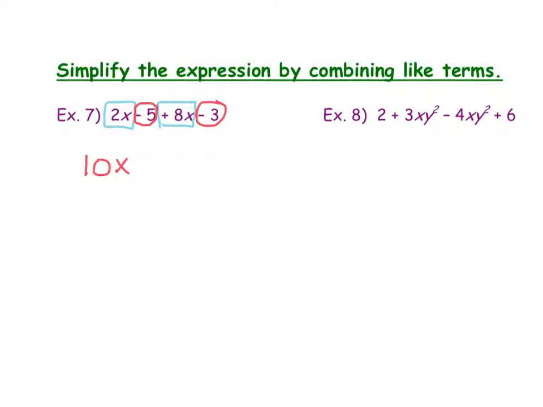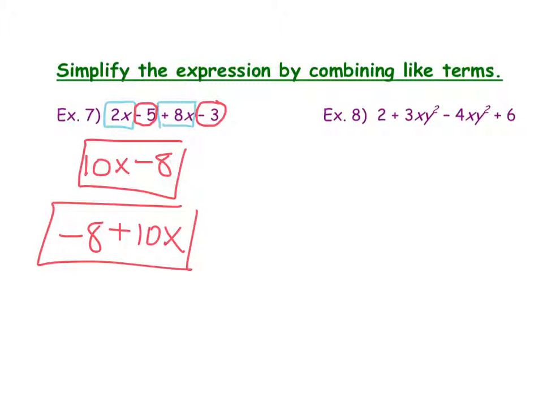And it's not x squared, it's just x. I just add the coefficients together. And then a negative 5 plus a negative 3 makes minus 8. So this is the simplified version. I could also rewrite that and put the negative 8 in front, and the positive 10x behind. So both of these would be correct.